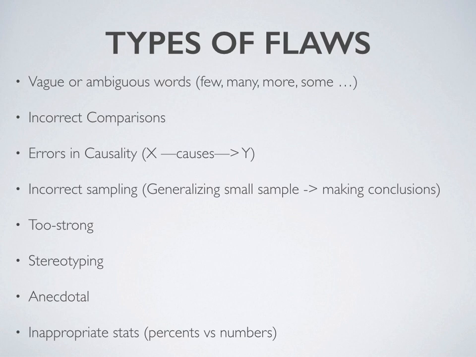The next type of flaw is incorrect sampling. This basically means that an author talks about a small sample and talks about a phenomenon that occurs in that small sample. This could be proved by some kind of statistics or some kind of report. And then he tries to generalize it and make a conclusion saying that if it exists in the small sample, it will exist everywhere.